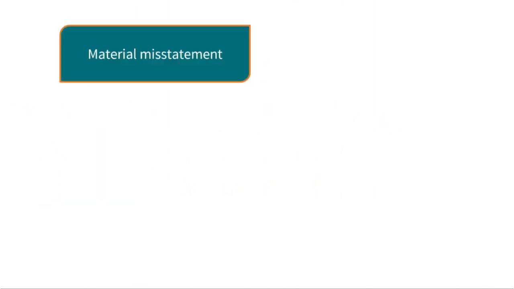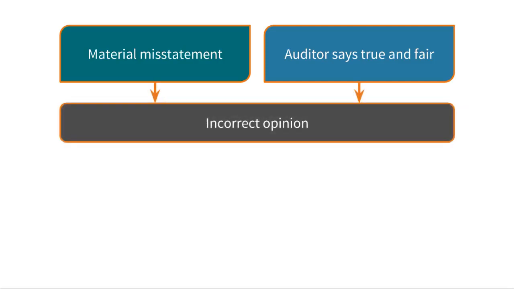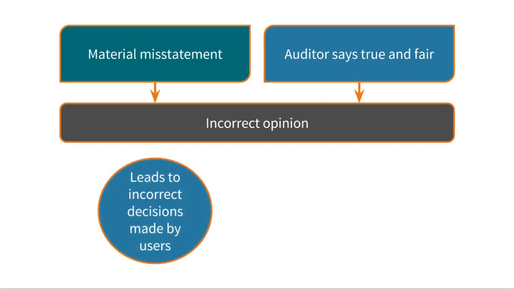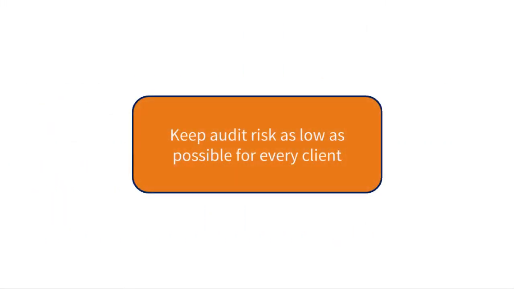If there are material misstatements present and the auditor states in their opinion that the financial statements are true and fair, then their opinion is wrong. This leads to users making incorrect decisions, but also could lead to others questioning the auditor's competence, therefore affecting their reputation and future client relationships. The aim is therefore to keep audit risk as low as possible for every client.